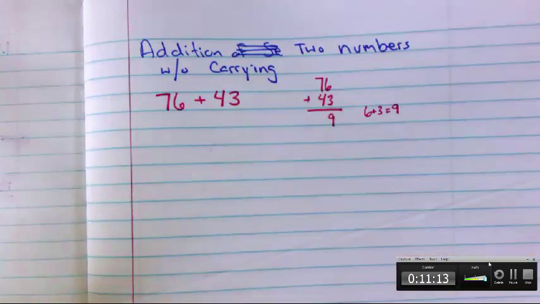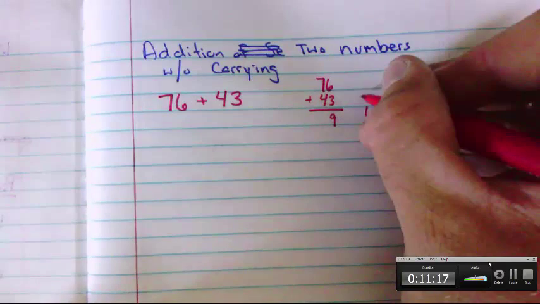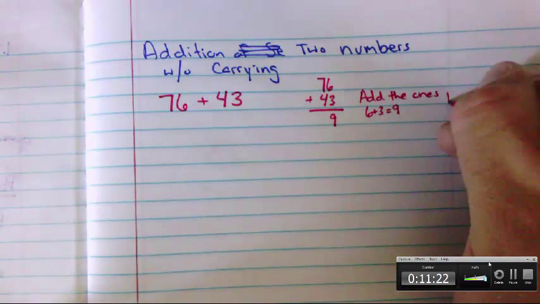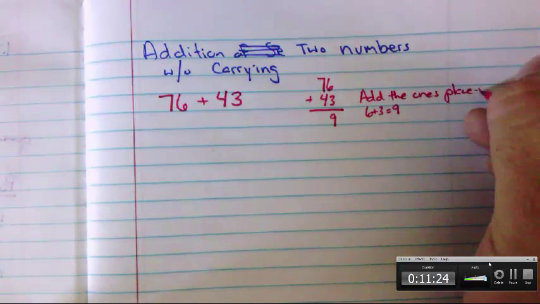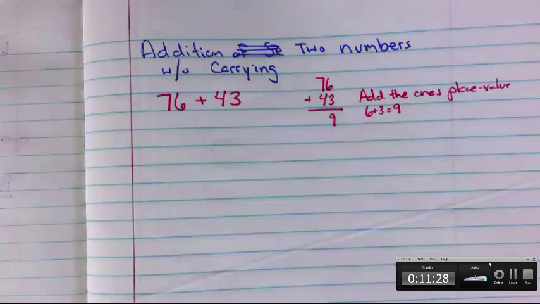So the first thing is we do 6 plus 3. What's 6 plus 3 equal? 9. So first off, we're going to start by adding your ones. So first you add the ones place value. You always start with the smallest place value.